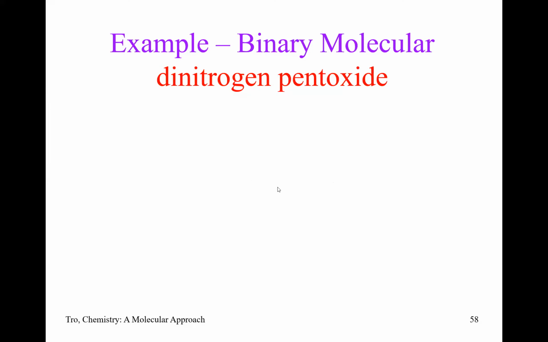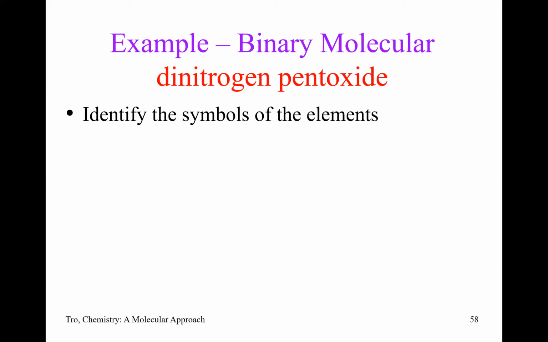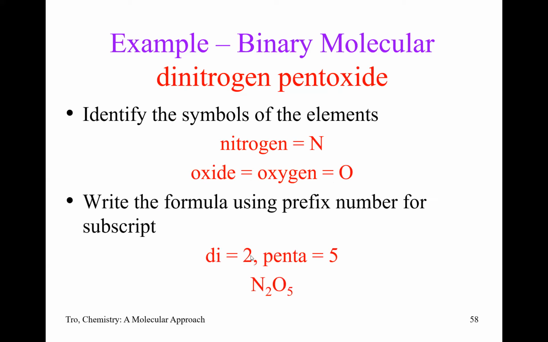And this just goes back and forth, right? From the formula to the name, from the name to the formula. Obviously, it's nitrogen. Obviously, it's oxygen. Di is 2. Penta is 5. So N2O5.